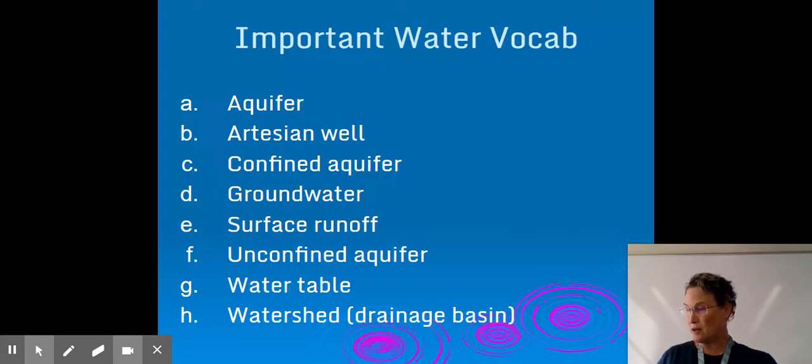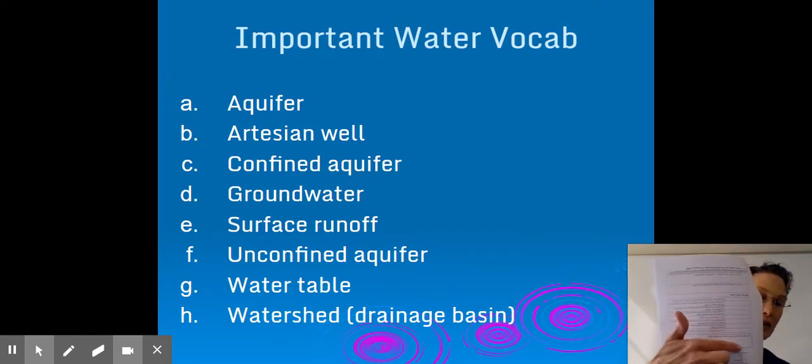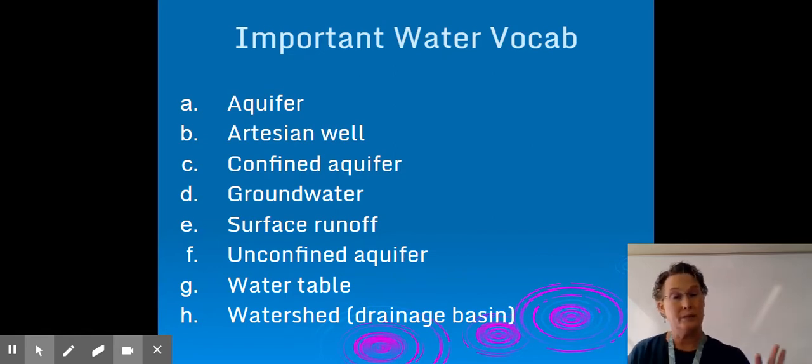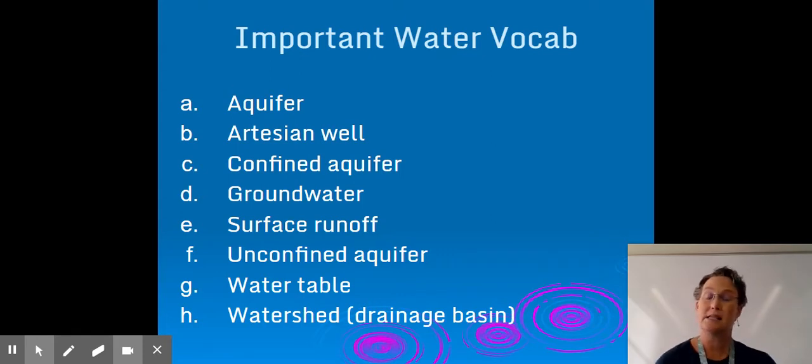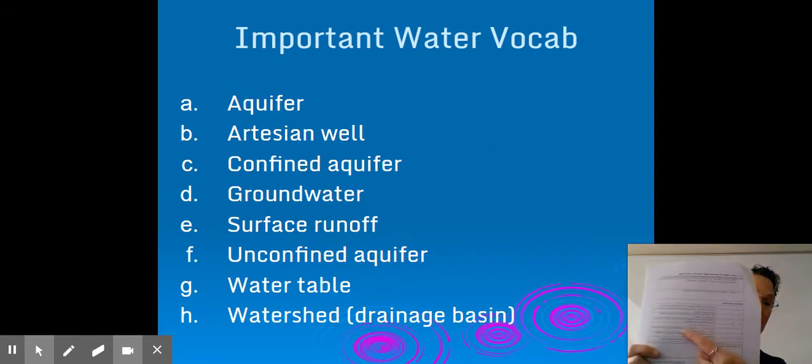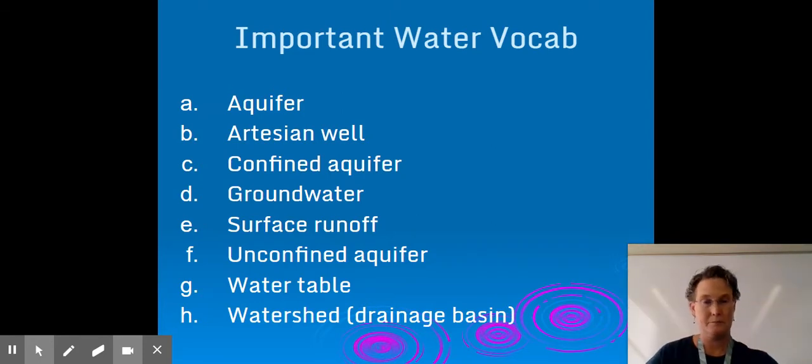So here's some important water vocabulary. And this is on page 16 in your notes. Okay, so you're writing these down here. The first one is aquifer, and then the last one is watershed. So you're writing those all down, and then in the next slides, I'm going to be explaining those a little bit. So pause this and write down each of these things right here in your notes, and you'll see they'll match it. Pause, write them down.